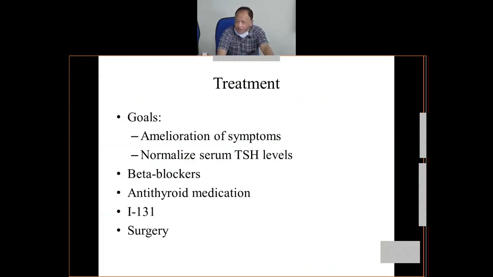The treatment, how do you treat? What are the goals that you would like to achieve when you treat a patient with hyperthyroidism? Number one is amelioration of symptoms. I mean, you want the patients to be symptom free. You want to normalize the serum TSH level. The treatments which can be used for hyperthyroidism are beta blockers, antithyroid medications, iodine, radioiodine, and surgery.